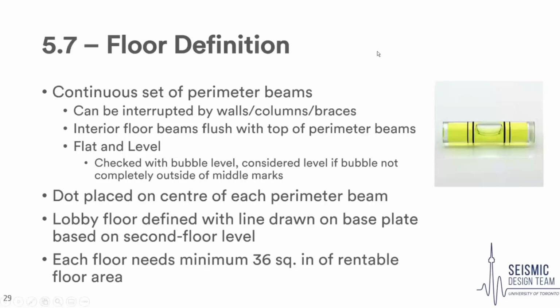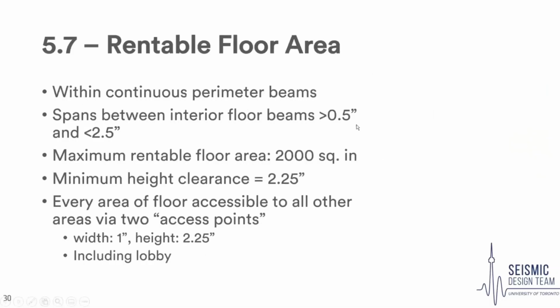That's bad. All right, so when I was talking about rentable floor area, this is what I mean. It has to be within those continuous perimeter beams, which we define. You have interior floor beams, so these can be structural or architectural. And the span between them, the maximum and minimum perpendicular span, I should have mentioned that, this is referring to perpendicular distance, has to be more than 0.5 inches, but less than 2.5. Your maximum total rentable floor area for the whole building, summed up, is 2,000 square inches. You need a minimum height clearance from one floor to the next of at least 2.25 inches.